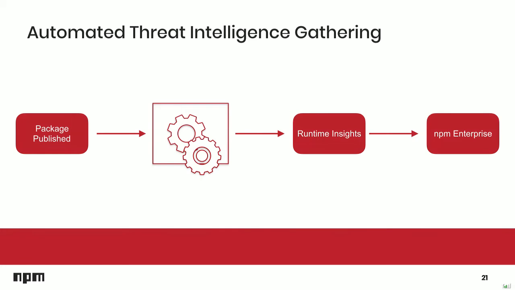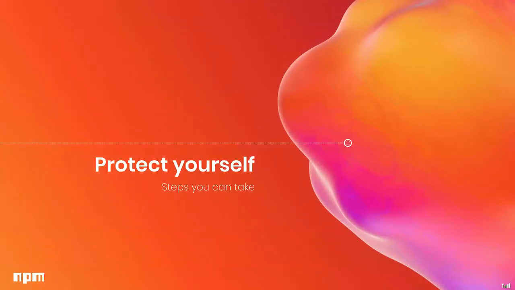That's an amazing power that we're going to be bringing to NPM Enterprise and through our threat intelligence gathering. So that's some of the things that the NPM security team is up to for protecting our users. And so what are some things that you can do to protect yourself? Because we can only do so much. As an organization that's using Node, JavaScript, and NPM to build applications, there are certain things you can do to help protect yourself from attacks on dependencies.